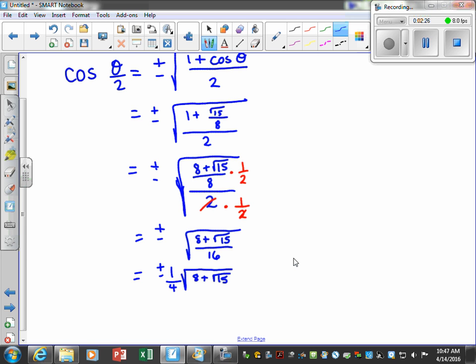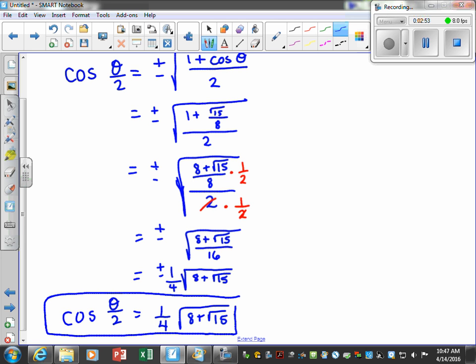Okay, the other thing is we are talking about the cosine of theta over 2. Which quadrant is this theta over 2 in? We said it was in quadrant 1, so is it positive or negative? Is cosine positive or negative there? Positive, so it's just going to be positive, and that's it for that first problem.